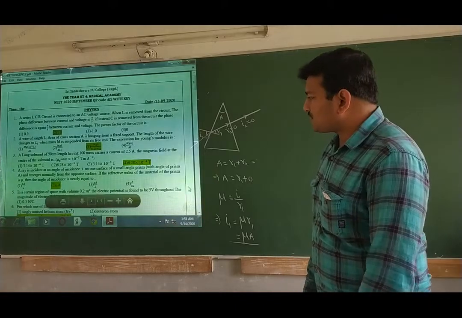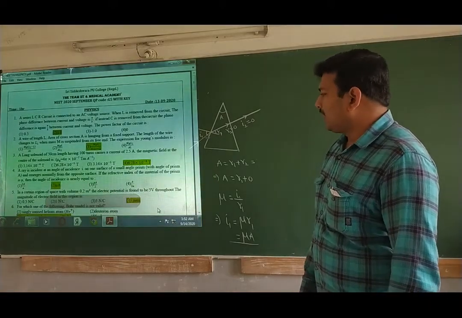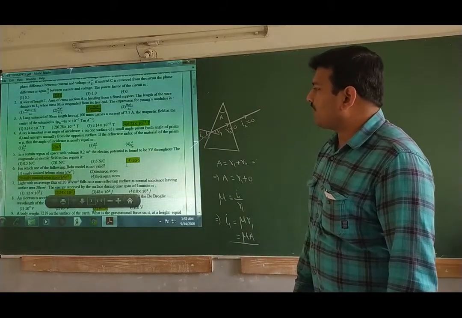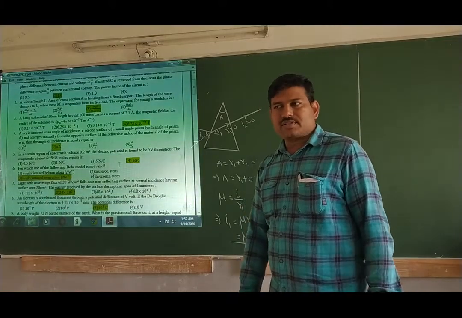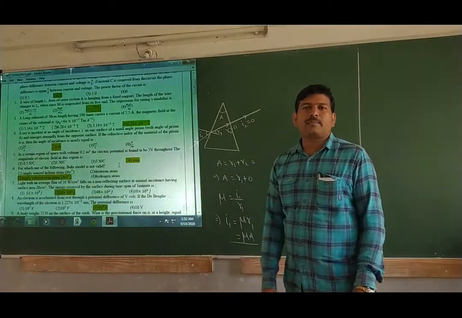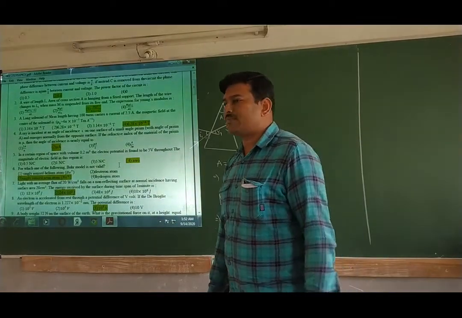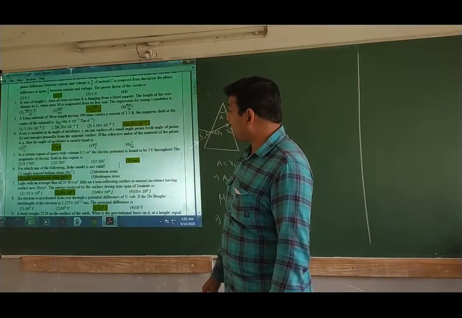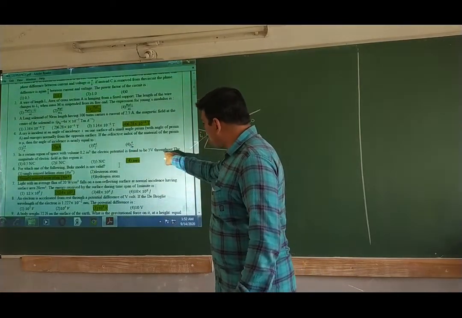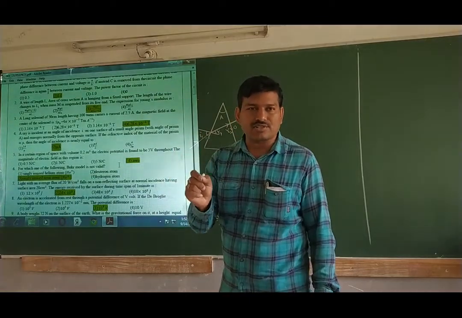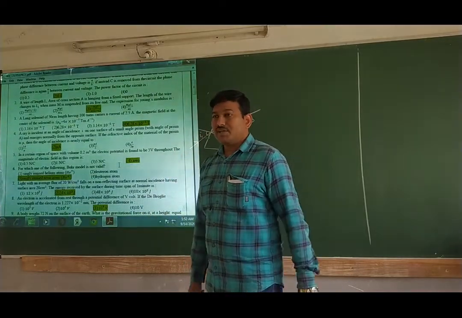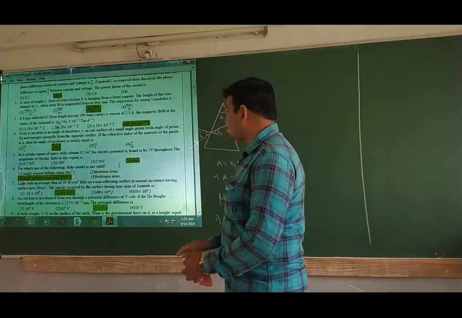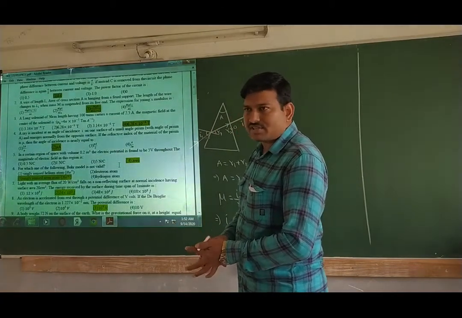In a certain region of space with volume 0.2 meter cube, the electric potential is found to be 5 volt throughout. The magnitude of electric field in this region is. Out of all these questions in NEET paper, this is a good model question, where the majority of students, even a brighter student, will commit a mistake. Throughout the region, the potential is constant. So, what kind of region is it? Equipotential. If the surface is equipotential, then how much is the electric field? The magnitude of electric field in this region they are asking.